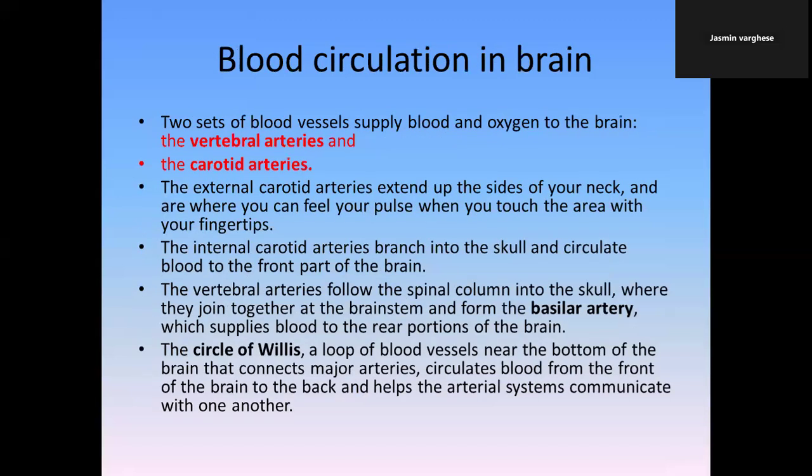Now we will see the blood circulation in the brain in a general way. There are two sets of blood vessels that supply blood and oxygen to the brain. So what is supplying oxygen and blood to the brain? There are two types of arteries: vertebral arteries and carotid arteries.